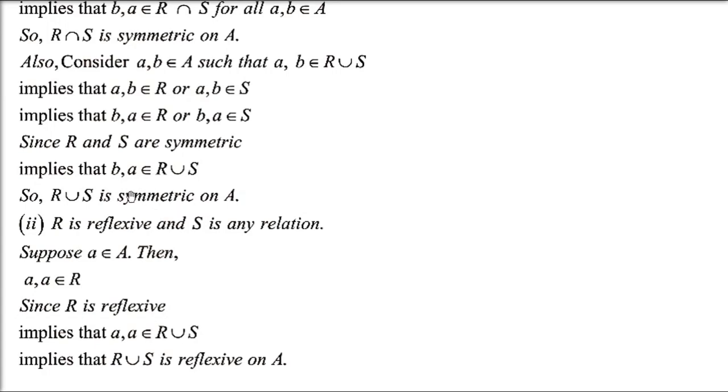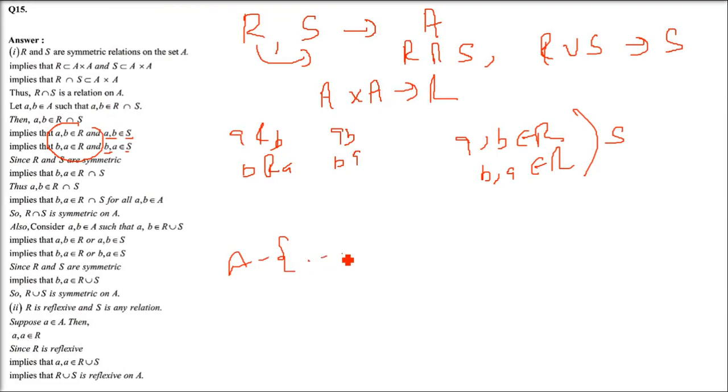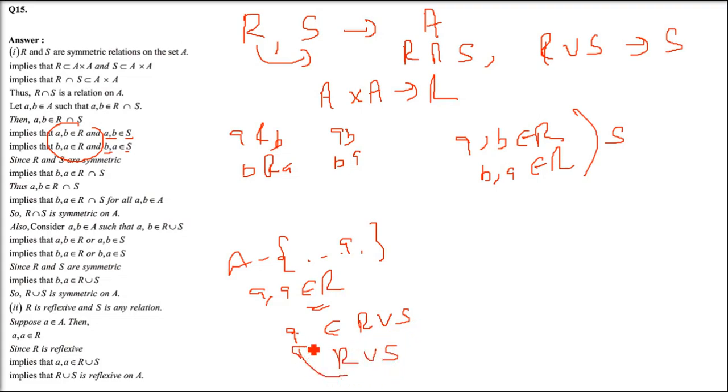Now the second part: R is reflexive and S is any relation, which implies R union S is reflexive. So R is reflexive. We have a set A, and assume A comma A belongs to R, since R is given as reflexive. If you take the union with S, union means it belongs to either R or S or both. So it belongs to R, and A comma A also belongs to R union S. This implies that R union S is reflexive.